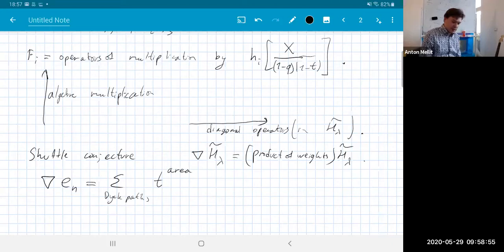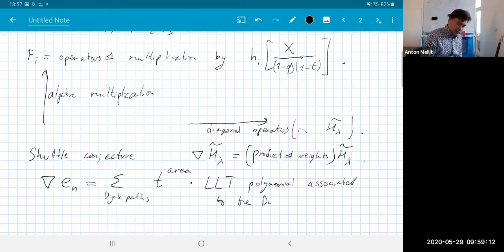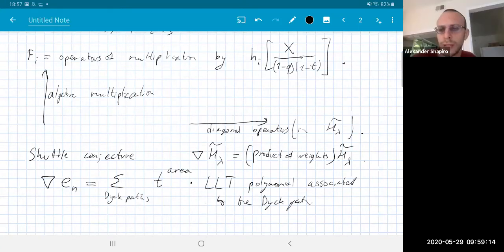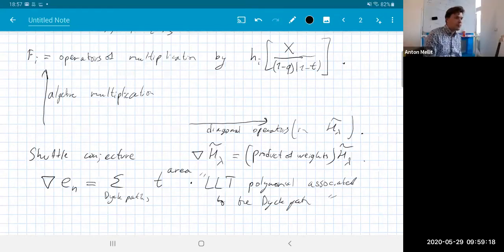So you put here T to the area, and then some kind of LLT polynomial associated to the Dyck path. Sorry, and what is Nabla again? What here is Nabla? It's okay.